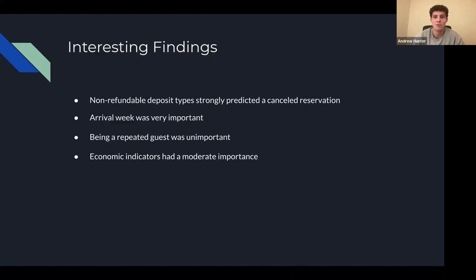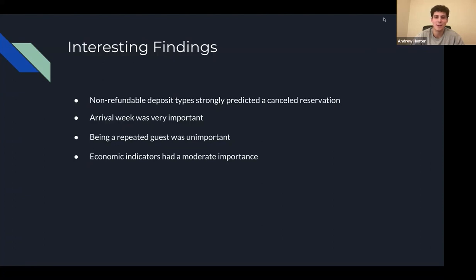Additionally, we found that arrival week was a very important predictor, which was surprising because looking at the variable description, we didn't think that the time during the year that a reservation was made would be a very important predictor of whether or not it's canceled, but apparently it was. We also found that being a repeated guest was not a very important predictor, which was interesting because initially we thought that repeated guests would be less likely to cancel their reservations, but that was not the case.